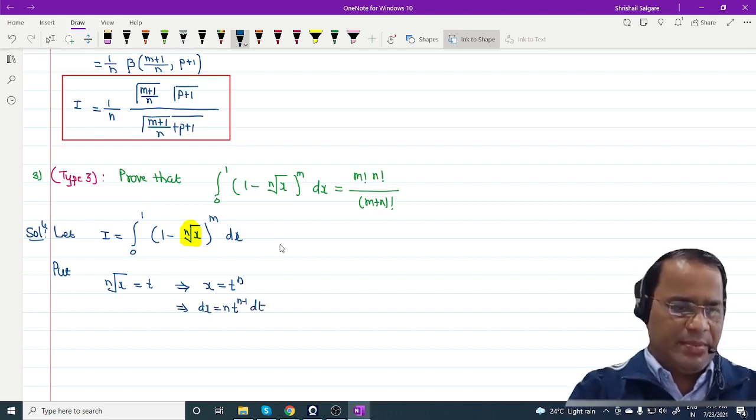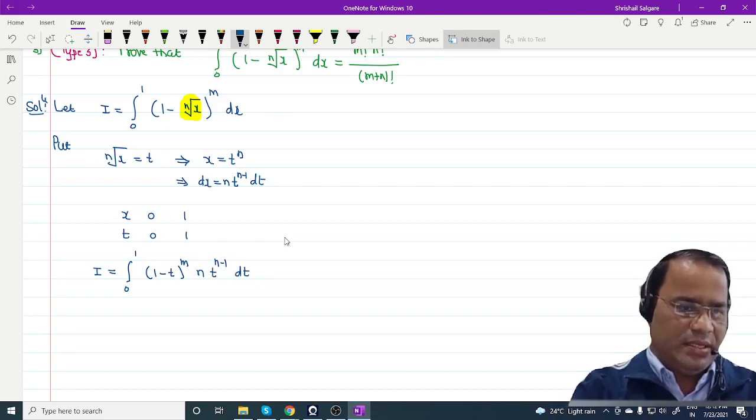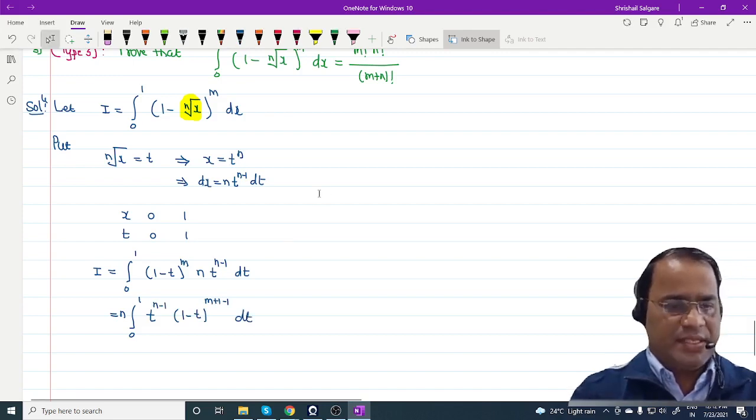Again I think the limits remain the same. X is equal to 0 and 1, then t is also 0 and 1. Therefore that integral I becomes, with new limits 0 to 1, 1 minus t raised to m, and dx is given by n into t raised to n minus 1 dt. From this I will take n outside, limits from 0 to 1, t raised to n minus 1 into 1 minus t raised to m, and this I will write as plus 1 minus 1 dt, and that defines a beta.